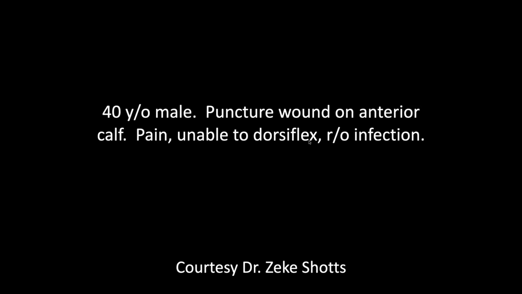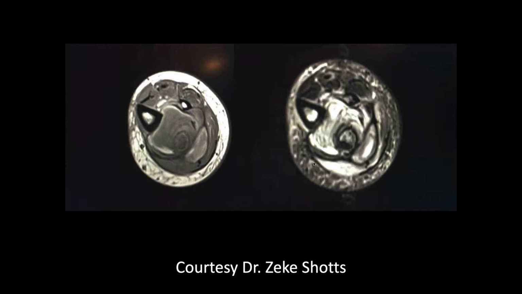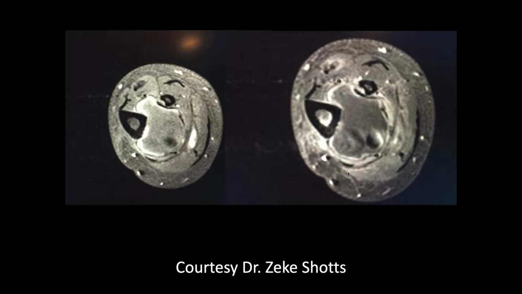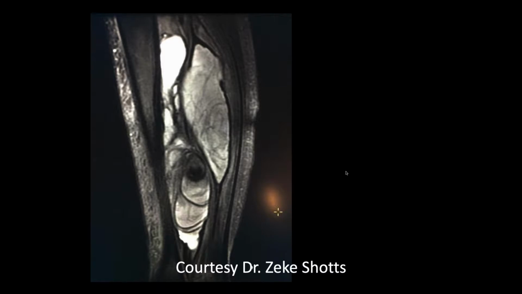So it's a 40-year-old male with puncture wound on the anterior calf, pain, unable to dorsiflex, rule out infection. Looking at this, you can see what looks like a well-corticated fragment at the arrow. And let's see here. Oh, okay, so there's a lot of intramuscular edema actually that's involving the gastrocnemius and the soleus. And I don't know if that's the nerve right there. It looks very thick. That was more than a nerve.